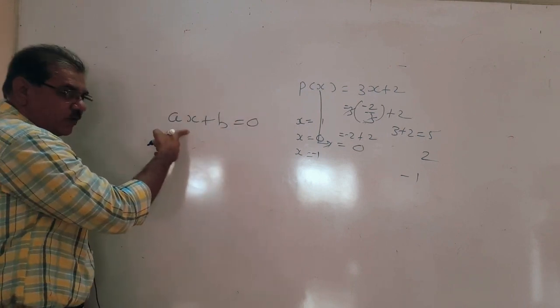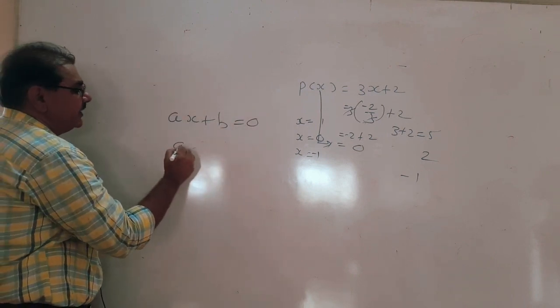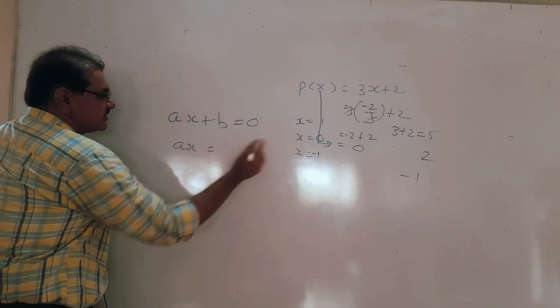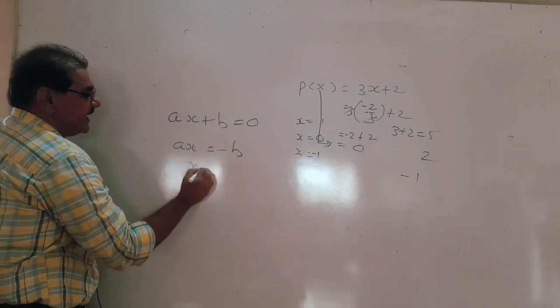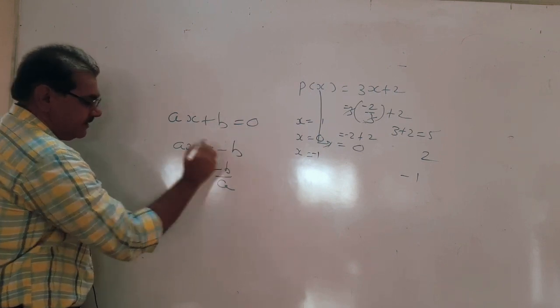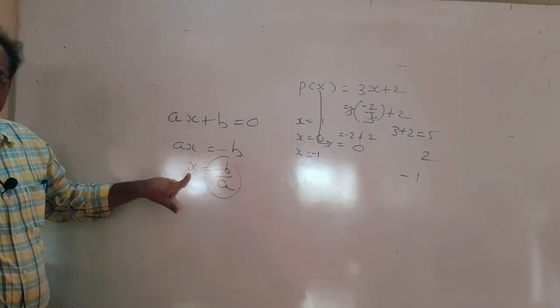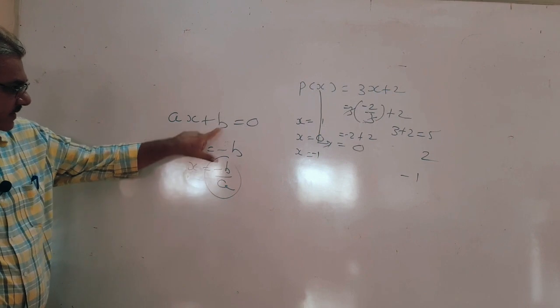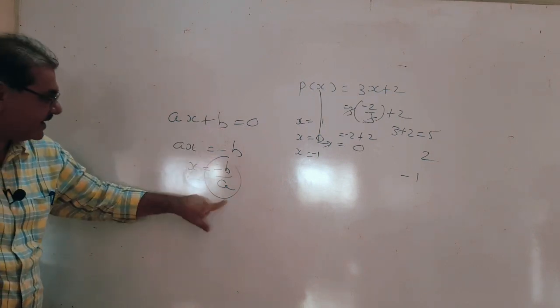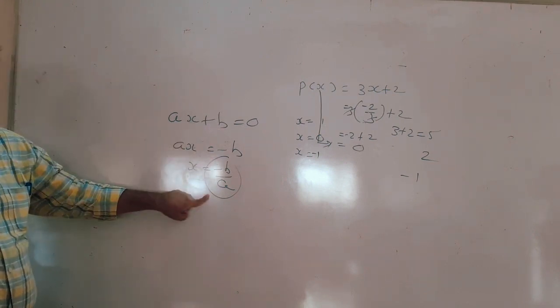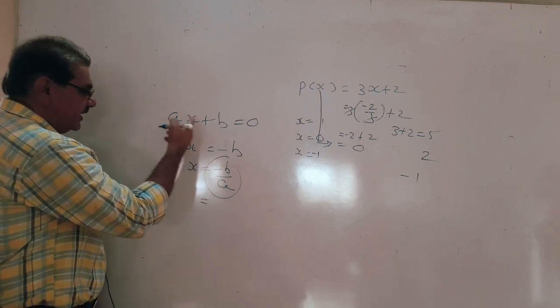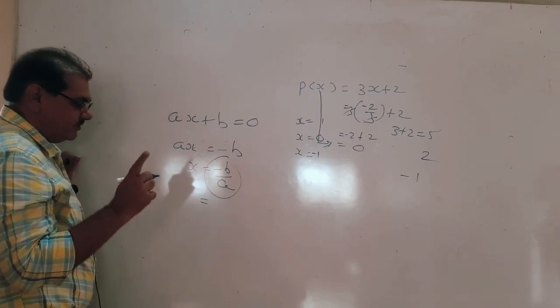Then if I want to go for the zero of the polynomial, ax plus b equals 0, ax is equal to minus b, and x is equal to minus b upon a. So what is the formula created here? The zero is equal to minus into the constant term divided by the coefficient of x. This is the formula for a linear polynomial of one variable.